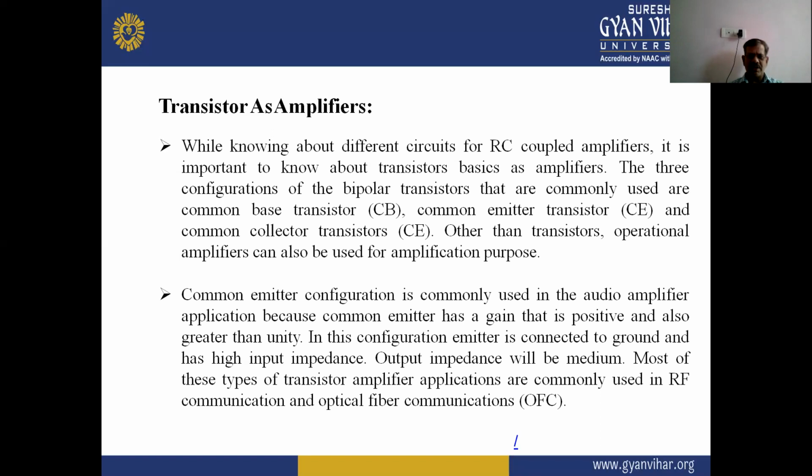Common emitter configuration is commonly used in audio amplifier applications because common emitter has a gain that is greater than unity. In this configuration, the emitter is connected to ground and it has high input impedance. Output impedance will be medium. Most of these types of transistor amplifier applications are commonly used in RF or radio frequency communication and optical fiber OFC communication systems.